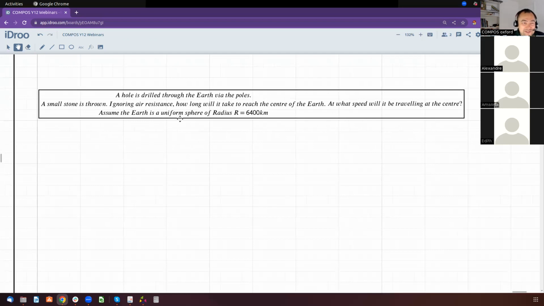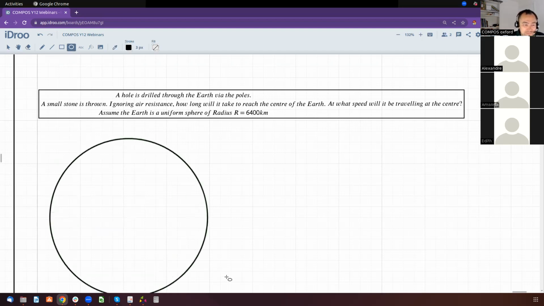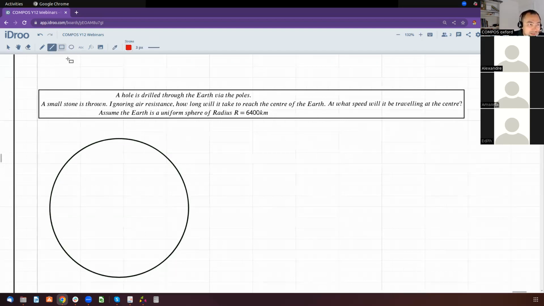A hole is drilled through the earth via the poles, like a shaft. A small stone is thrown, ignoring air resistance. Haha, I mean, it's probably going to be a very fast stone. You can't ignore air resistance when you throw a stone from a bridge, and yet you're throwing it from the pole. Anyways, ignoring air resistance, how long will it take to reach the center of the earth? At what speed will it be traveling at the center?